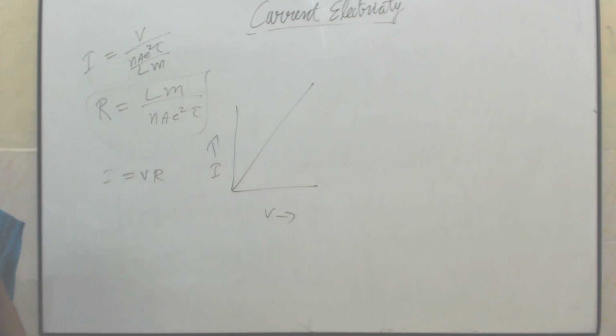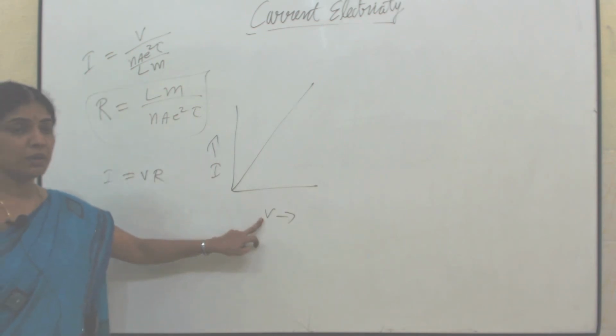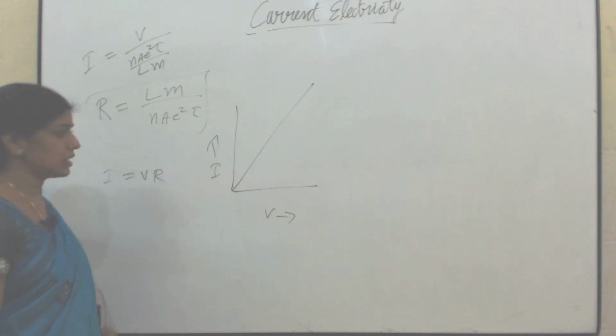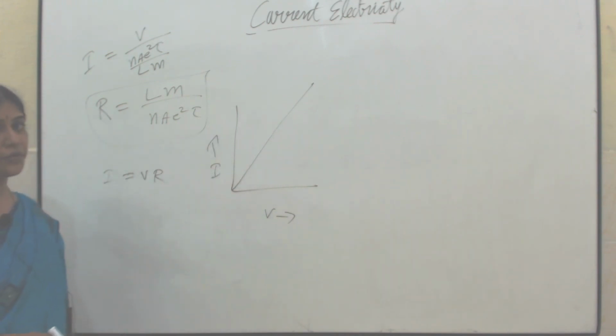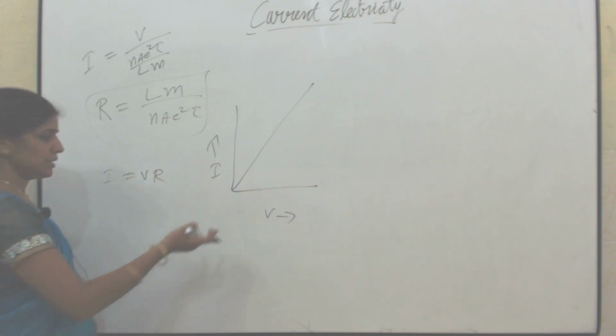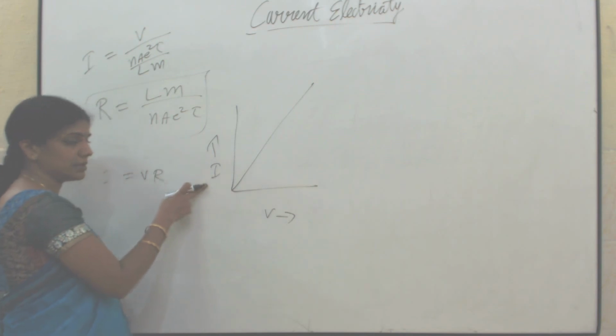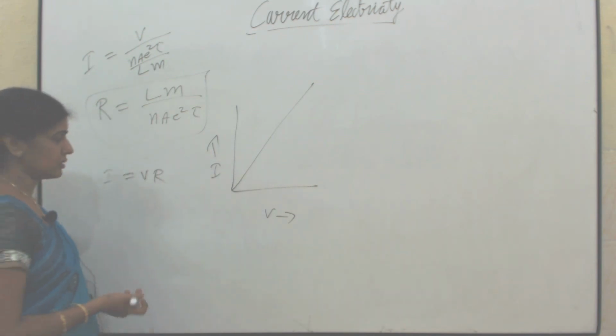If I draw a graph between the potential on the x-axis and the current I on the y-axis, I will get a straight line graph for ohmic conductors. That means both are directly proportional. If I increase the potential, the current will also increase simultaneously.